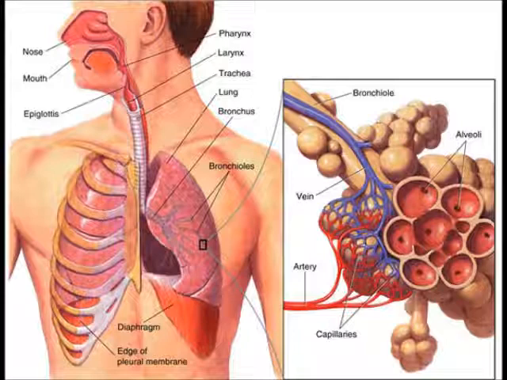So if I tell you somebody has a compliance of 0.01 liter per centimeter water pressure, and I tell you somebody has a compliance of 0.2 liter, which one is more compliant? Just the higher number, right?